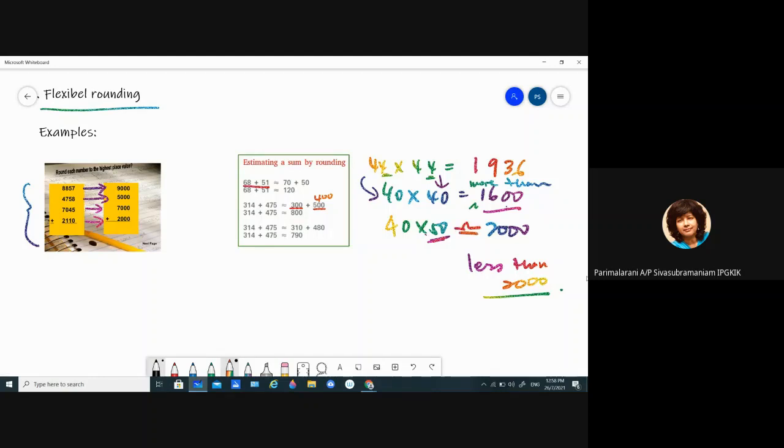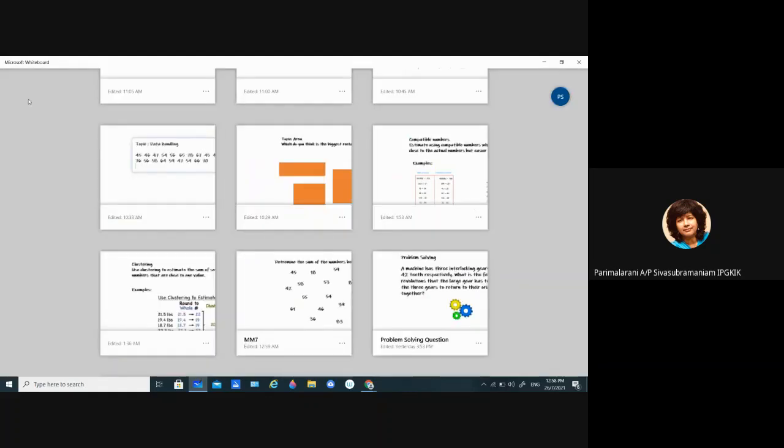You use this answer, approximately equals to 2000, okay? So this is flexible rounding. That means you can round down or you can round up. You don't have to follow the rounding rules. Rounding rule says 5 or more, you must round up. Less than 5, you round down. So in this case, you don't have to follow the rounding rules. That is the second strategy.